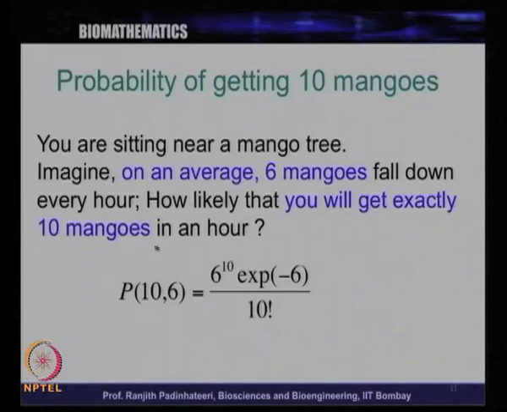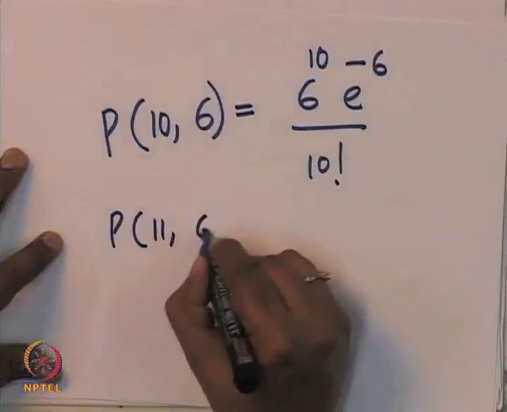So, that is the probability that you will get exactly 10 mangoes in 1 hour, if the average number of mangoes in 1 hour is 6. Now, this is the probability of getting exactly 10 mangoes. So, you can ask the question slightly differently. What is the probability of getting 11 mangoes?